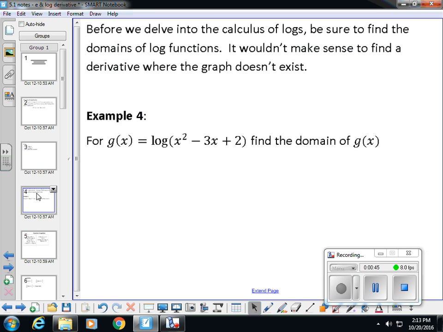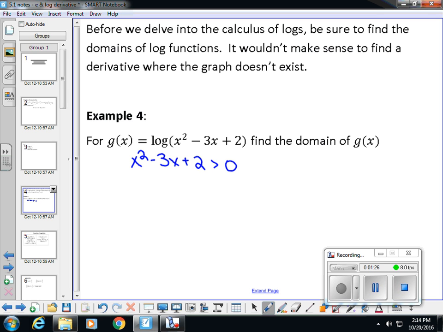And x is referred to as the argument. Now, before we actually start finding the derivatives of logs, I want to make sure that we review how to find the domain of a log. So for example 4, and these examples are going to be out of order, if I have g of x equals log of x squared minus 3x plus 2, find your domain. For log functions, my domain, I cannot take the log of a negative number. So I'm going to do x squared minus 3x plus 2 has to be just greater than 0.